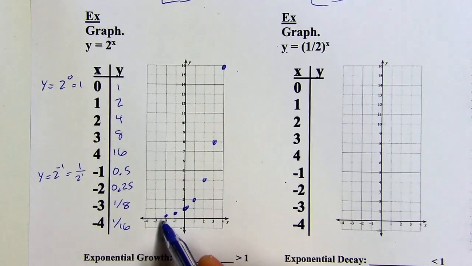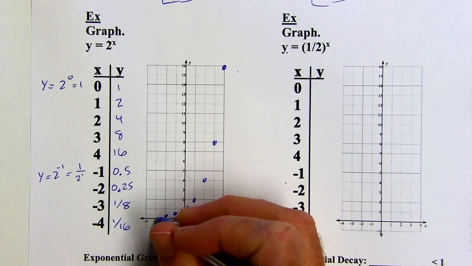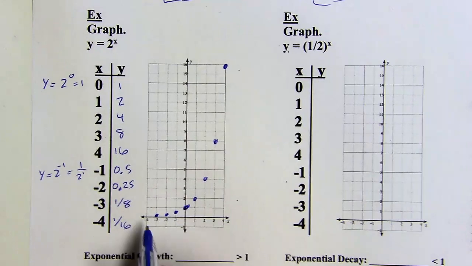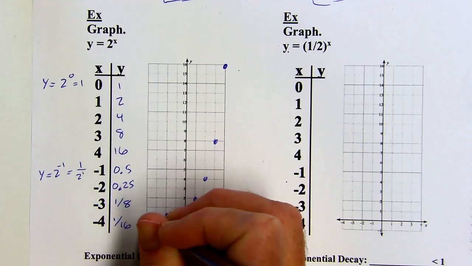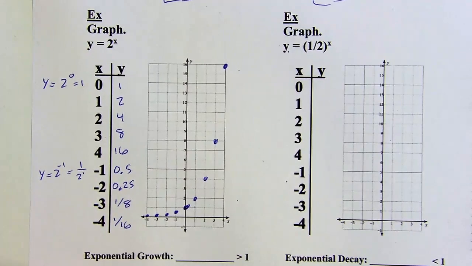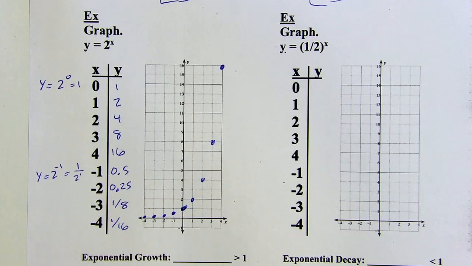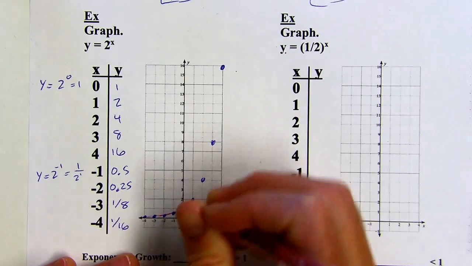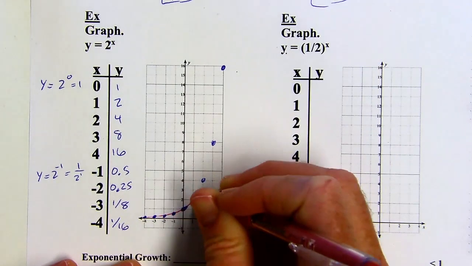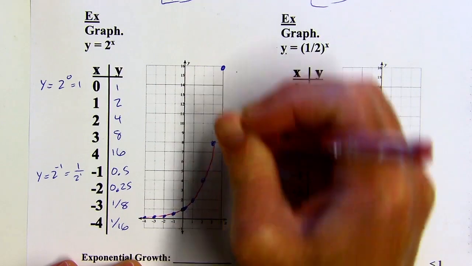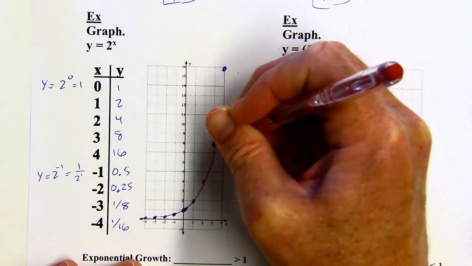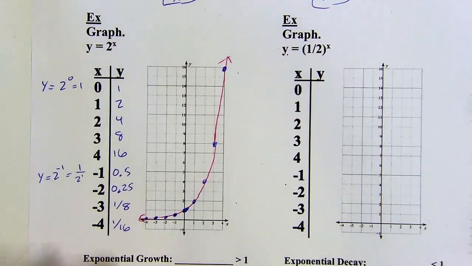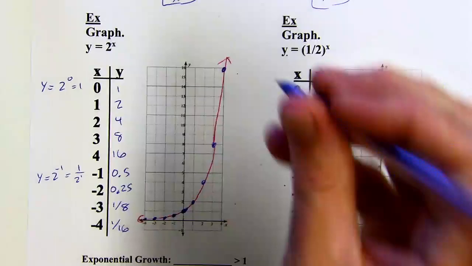It's getting really close to the x-axis. Even closer now, and it's going to be kind of hard to graph, but I'm just putting a point that's really close to the x-axis and trying to get closer and closer as I go to the left. Okay, so now we can kind of see what is happening here. We've got an exponential growth curve. This is going uphill as we go left to right. Okay, so this is a growth curve.